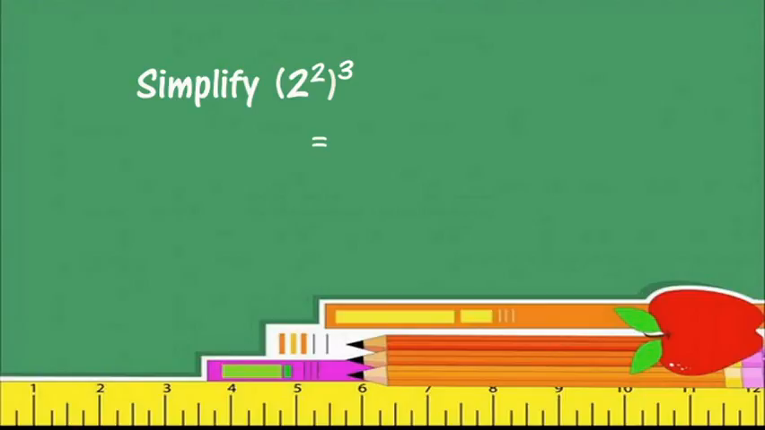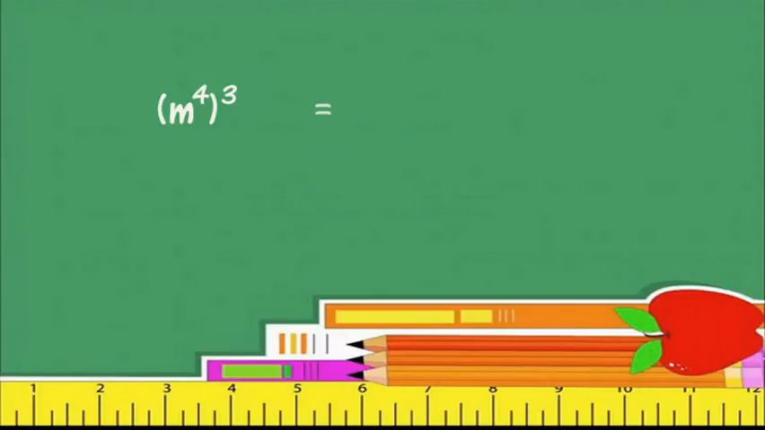It is equal to 2 raised to 2 times 3. The answer would be 2 raised to 6, or 64. m raised to 4, raised to 3, is equal to m raised to 4 times 3. The answer would be m raised to 12. 4 raised to x, raised to y, is equal to 4 raised to x times y. The answer would be 4 raised to xy.